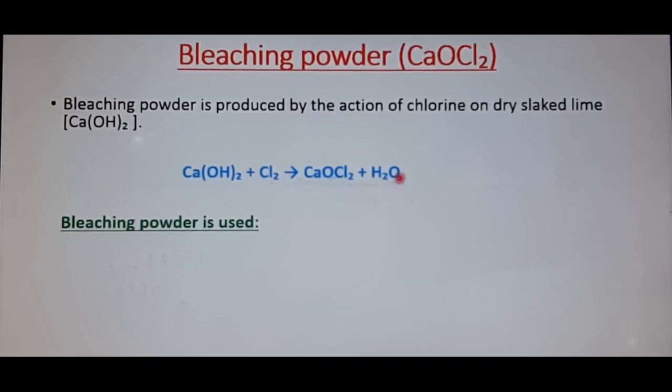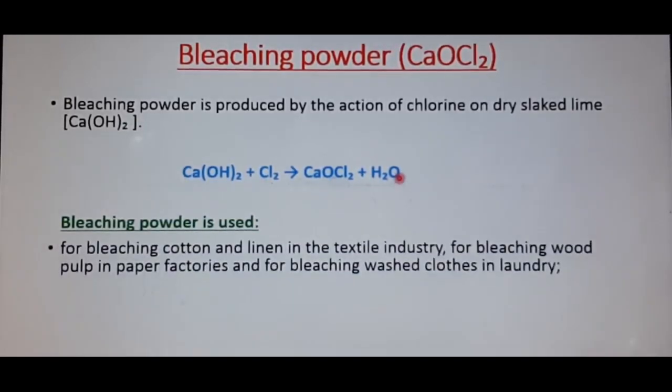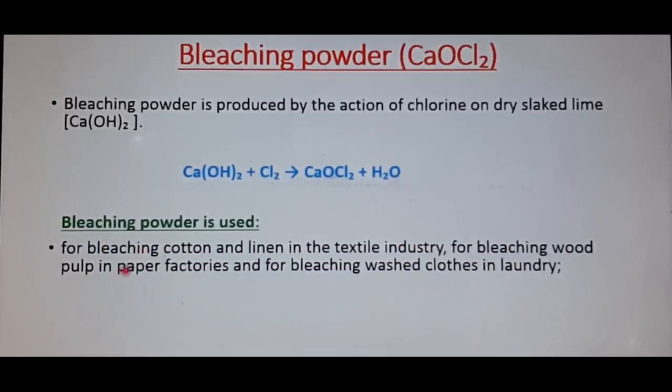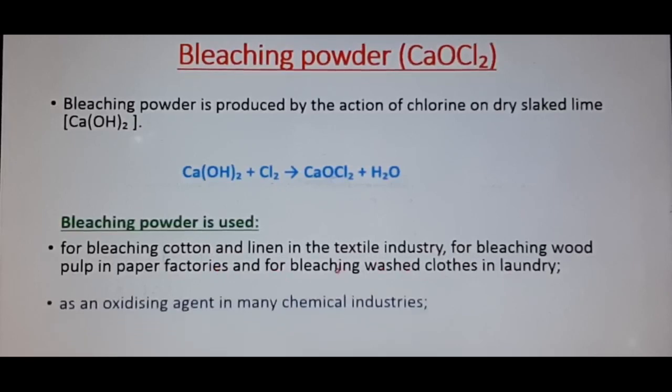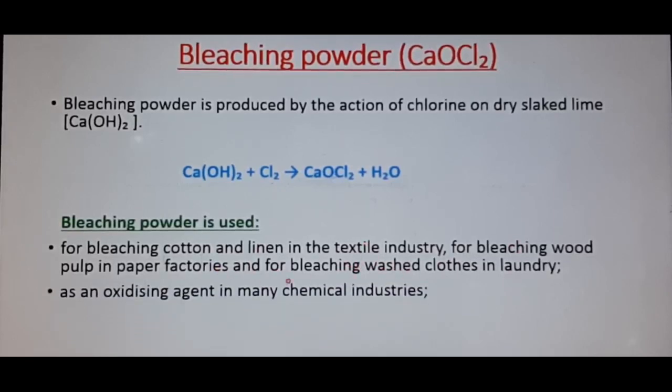And then the uses of bleaching powder we can discuss now. It is used for bleaching cotton and linen in the textile industry, means clothing industry, and it is also used for bleaching wood pulp in paper factories, and for bleaching washed clothes in laundry. Basically you can see it is used for bleaching purpose of wood and clothes. It is also used as an oxidizing agent in many chemical industries.